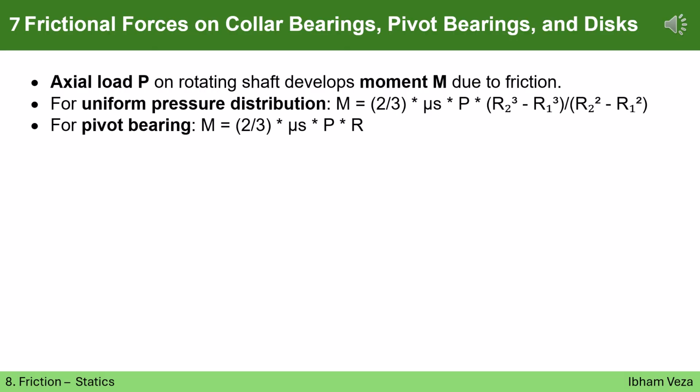Frictional forces on collar bearings, pivot bearings, and discs. Friction creates a resisting moment that opposes rotation. The magnitude of this frictional moment depends on the normal load, the friction coefficient, and the geometry of the bearing. Engineers use these equations to estimate power losses and ensure reliable operation of rotating machinery.